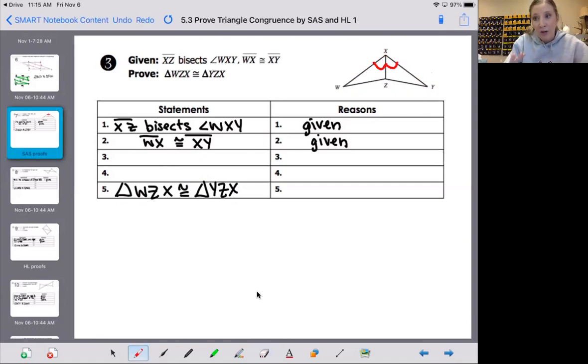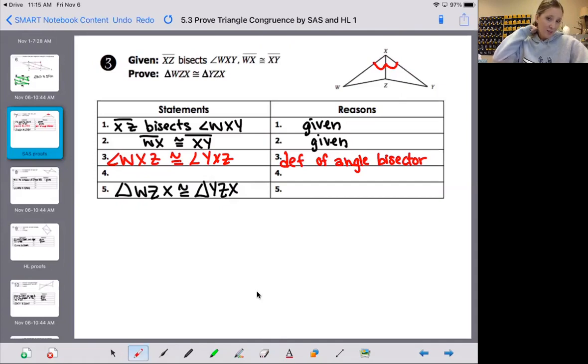So that's going to go in our proof next. Anything you mark on your picture needs to be in your proof. So angle WXZ is congruent to angle YXZ. Now, how did we know that these two little angles were congruent? Well, because the larger angle got cut in half, right? It was bisected. And so that's simply the definition of angle bisector. Make sure that you say angle bisector because there is such a thing as a segment bisector, right? So an angle bisector is what we're looking at here.